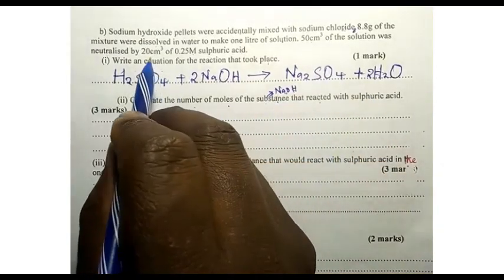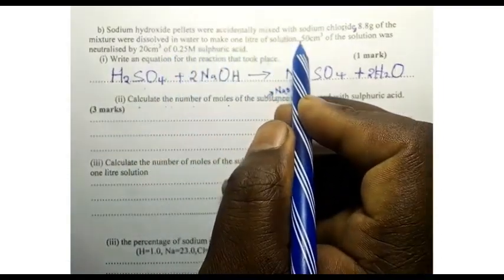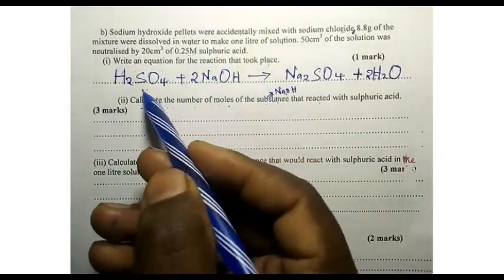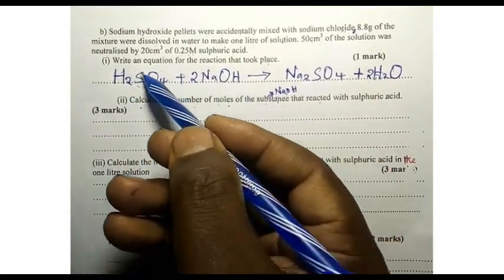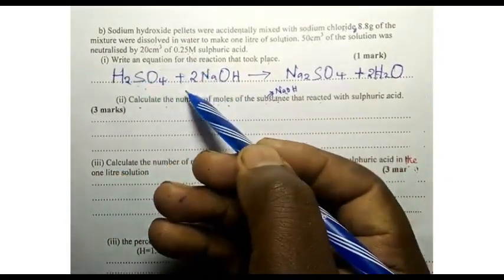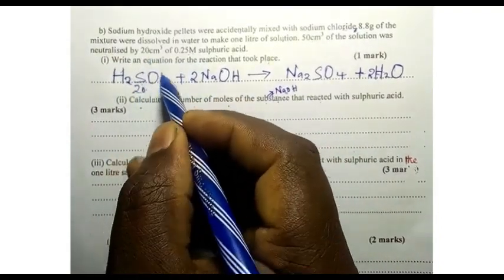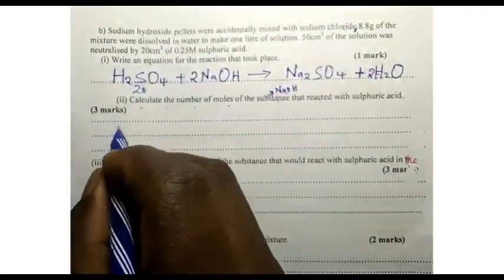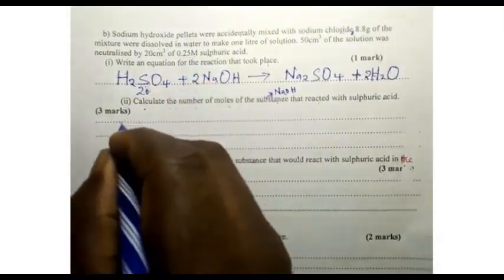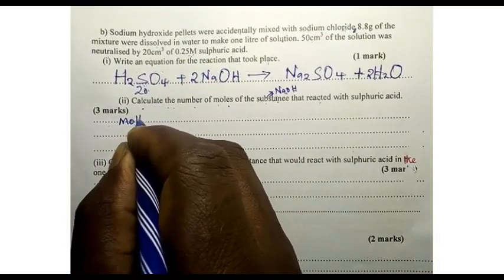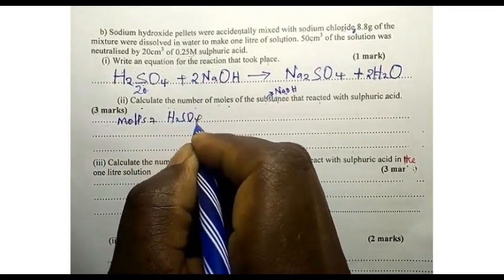We have not been given the concentration of sodium hydroxide, but now we know the relationship between it and sulfuric acid using this equation. So we will start from what we know, the known to the unknown. We know that 20 cm³ of sulfuric acid reacted, and we have the molarity of sulfuric acid. So moles of sulfuric acid first. That's what we know.